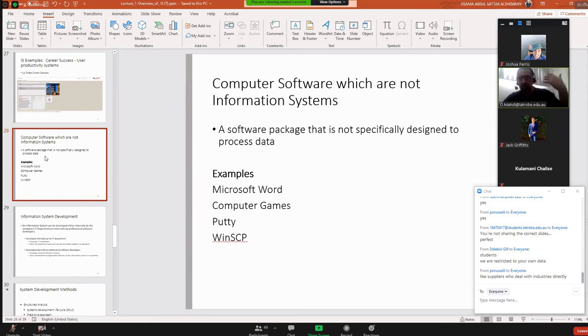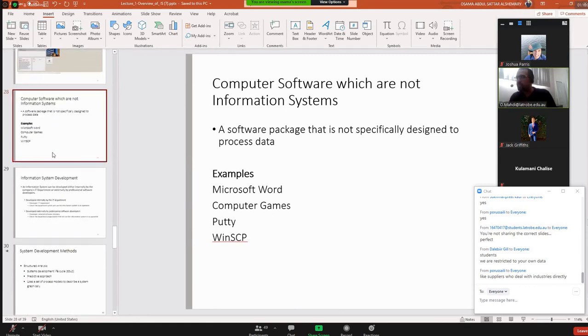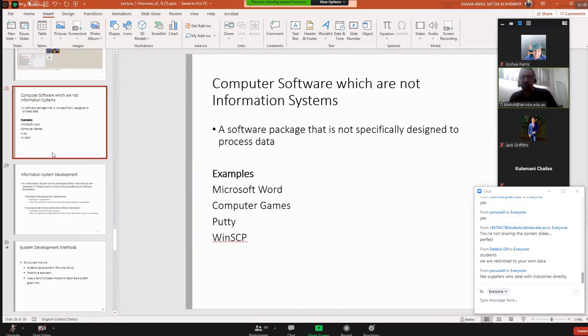Logically, just put it in your mind: is it related to the same concept or not? If it has these characteristics, of course, you can consider it an information system. Otherwise, it is not. I remember from last semester, when I was marking the final exam, some students made mistakes with that. They considered, for example, Microsoft Word as an information system. Yeah, they made a mistake with that.